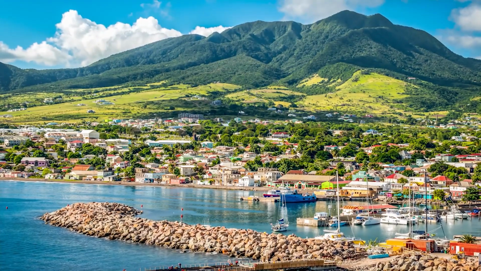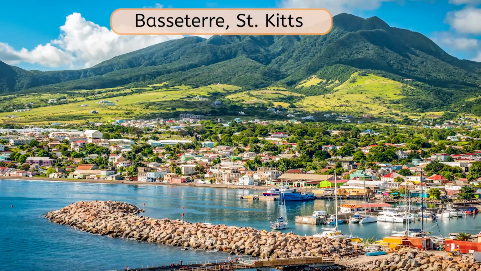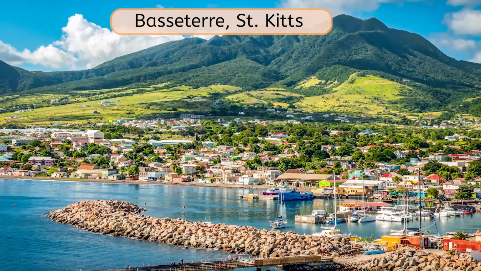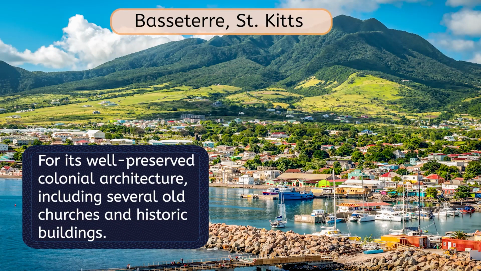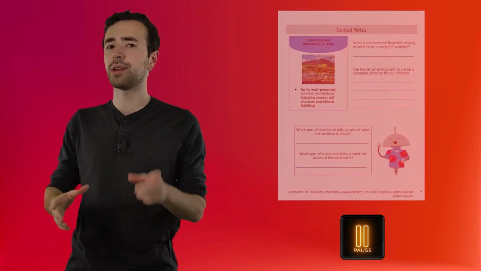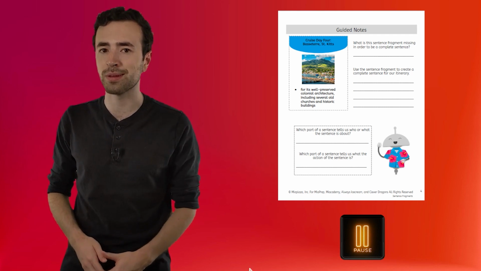We've got one more stop before we sail back to San Juan. Our fourth island is St. Kitts, where we'll dock in the city of Basse-Terre. Our itinerary says, for its well-preserved colonial architecture, including several old churches and historic buildings. It's definitely missing something. I'm just not sure what. Can you figure out what's missing? Pause the video here and head to your PDF to see if you can figure out how to complete our sentence fragment.